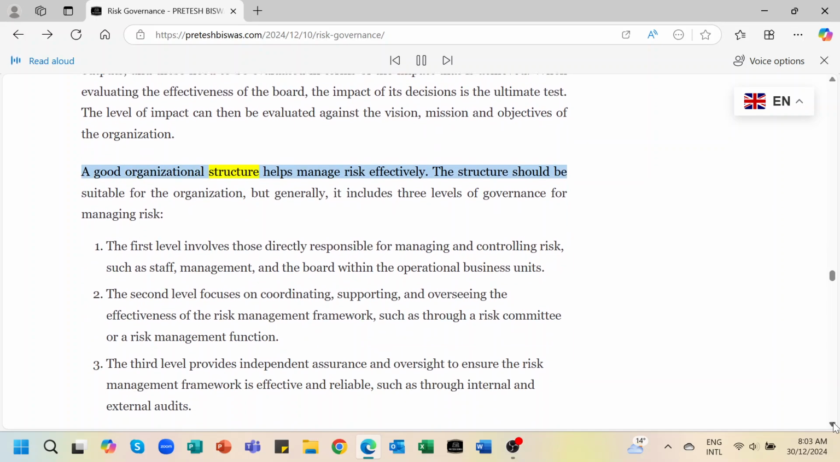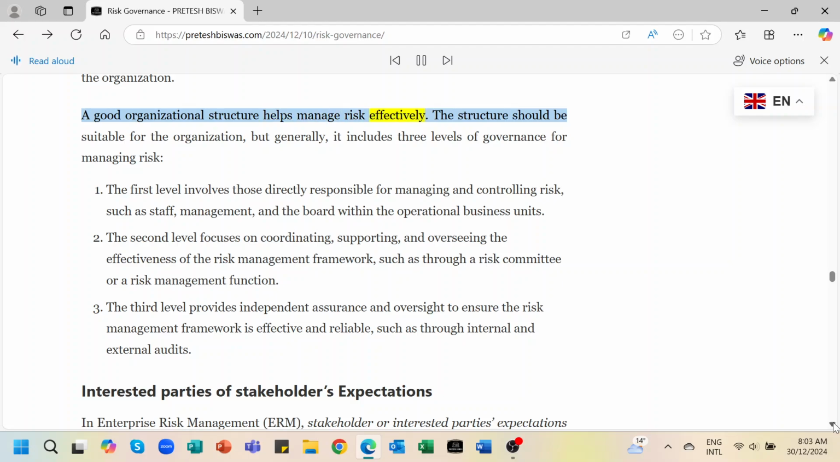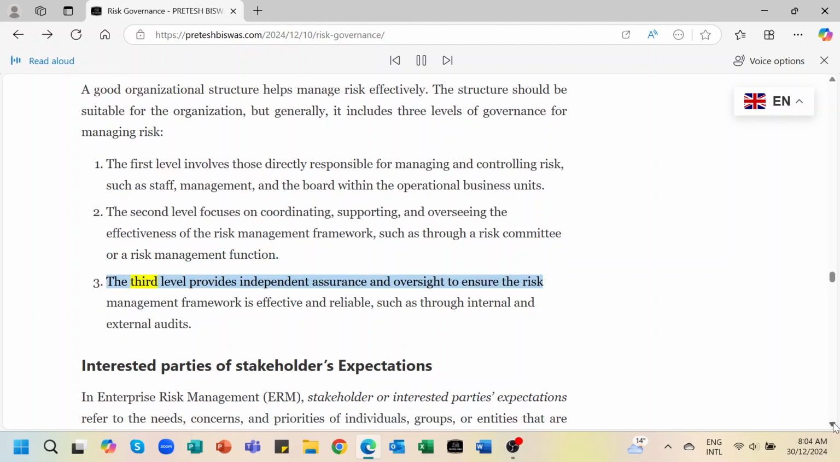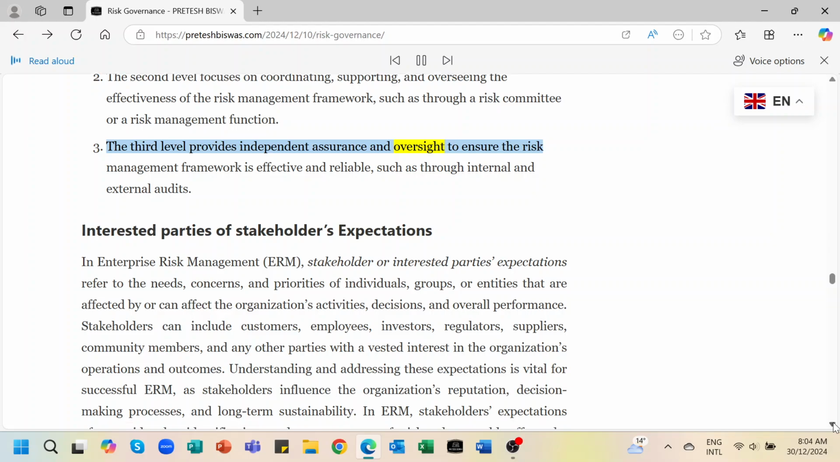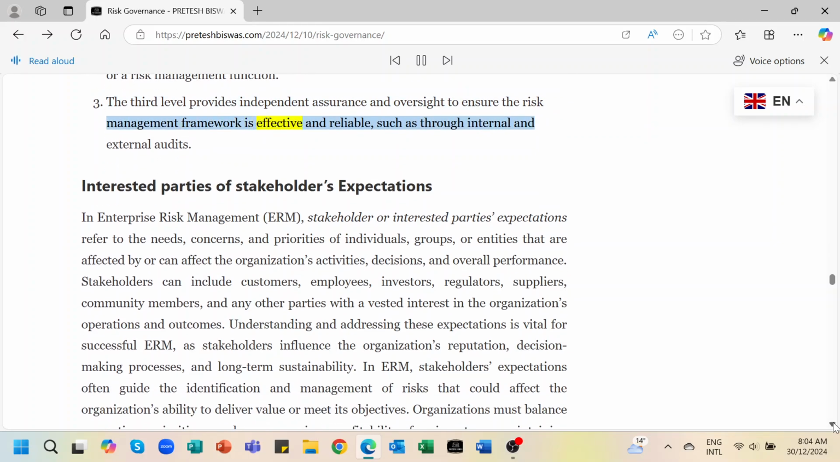A good organizational structure helps manage risk effectively. The structure should be suitable for the organization, but generally, it includes 3 levels of governance for managing risk. The first level involves those directly responsible for managing and controlling risk, such as staff, management, and the board within the operational business units. The second level focuses on coordinating, supporting, and overseeing the effectiveness of the risk management framework, such as through a risk committee or a risk management function. The third level provides independent assurance and oversight to ensure the risk management framework is effective and reliable, such as through internal and external audits.